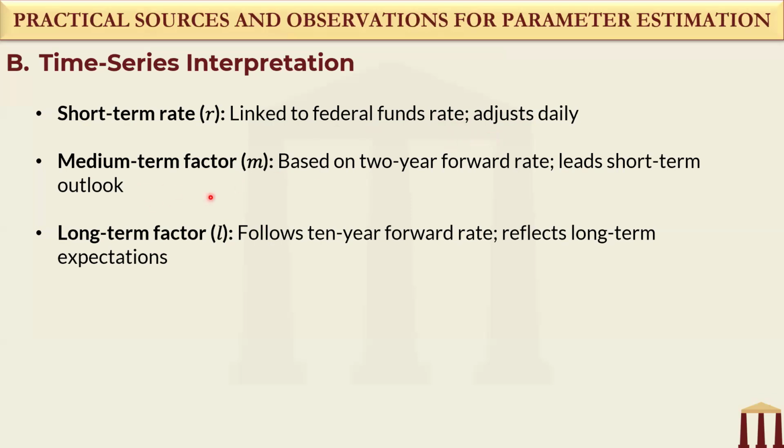Then comes the medium term factor. This one is aligned with the 2 year forward rate, and you can say it acts like a kind of crystal ball. It gives you a glimpse of where the short term rates might be headed in the future, the outlook. And finally, you have the long term factor L, which is based on the 10-year forward rates, and it captures expectations over a much longer horizon, things like inflation outlook, growth projections, and so on.